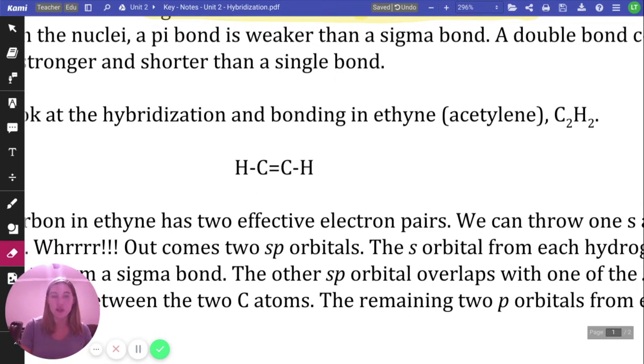I'm just going to look at one of our carbons. They're the same, so they're going to have the same hybridization. On this one, I have 2 things bonded to my carbon. I've got a triple bond here and a single bond there. So I have 2 things bonded to my carbon, so I have sp hybridization.